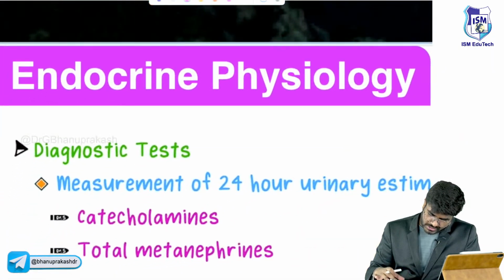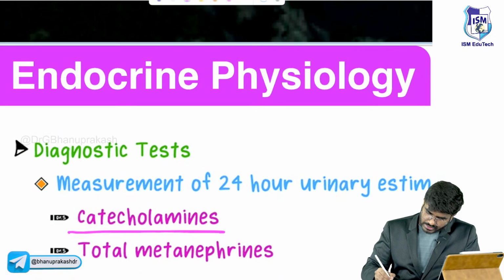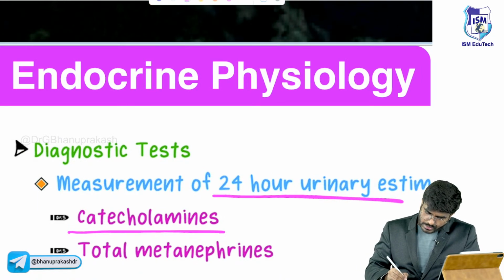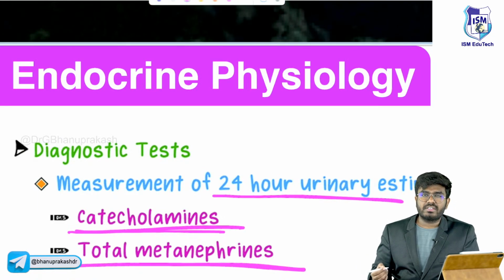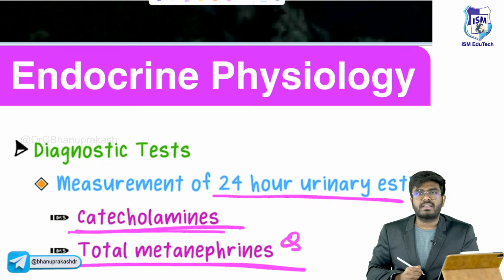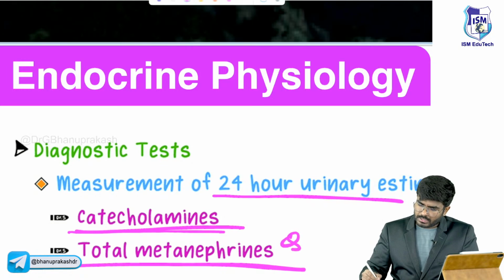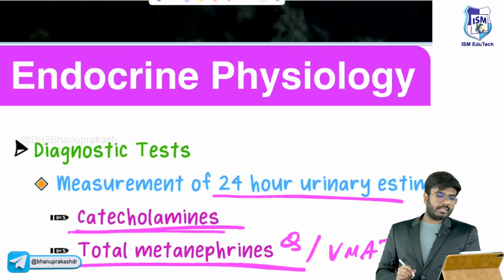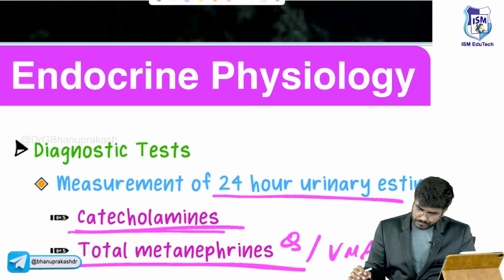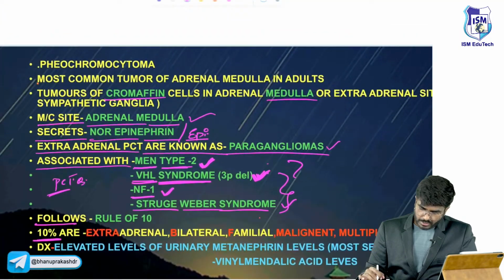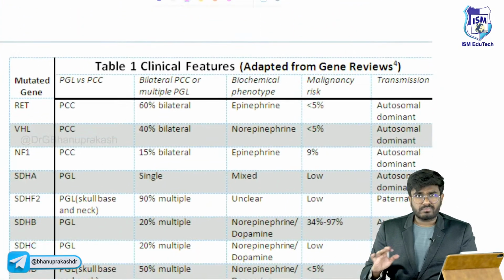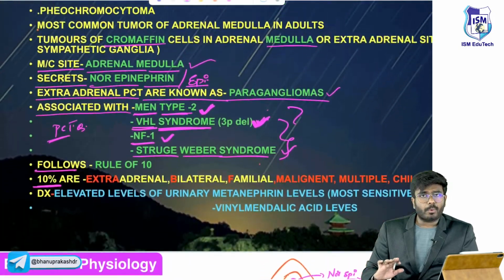Okay, so that's the important point which I want you to know. So what are the diagnostic tests? Collect the urine and check for metanephrine levels. Okay, total metanephrine levels, that's a very important thing. Also vanillylmandelic acid levels will be elevated. Okay, so these are some important points which I want you to know. So pheochromocytoma, the general points, are completed, sir.